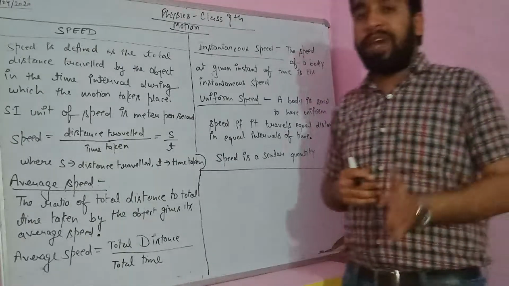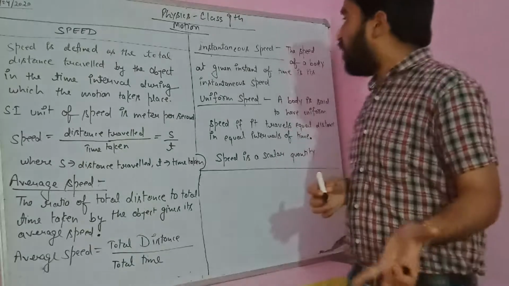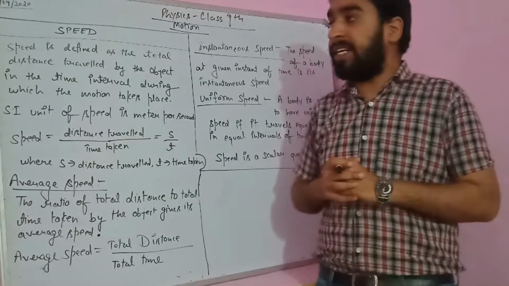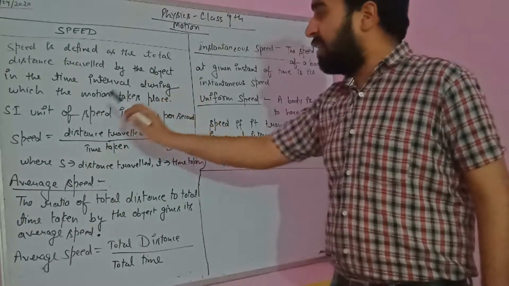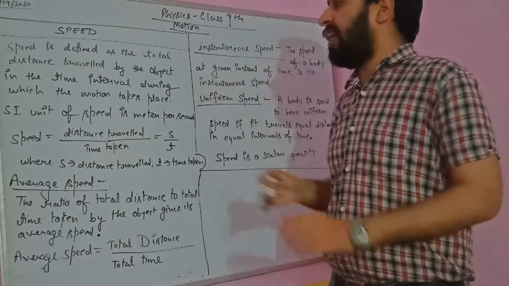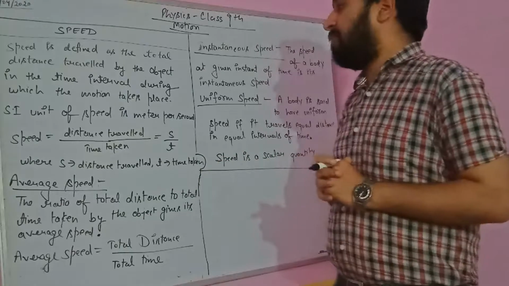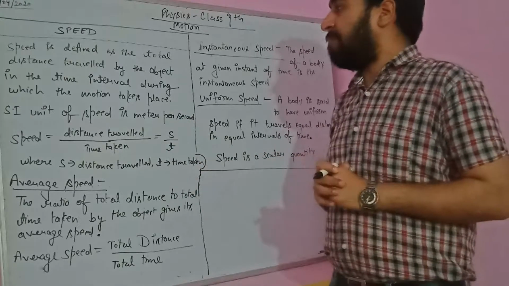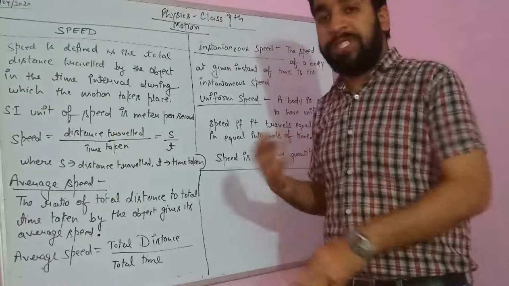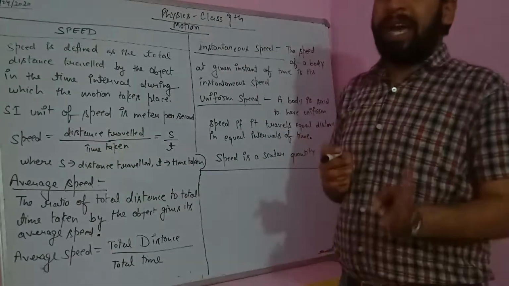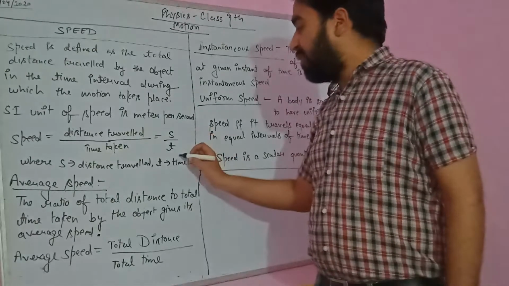Speed. How to define speed? You already have studied in your previous classes that speed is equal to distance upon time. In maths also you have studied this. Speed is defined as the total distance traveled by the object in the time interval during which the motion took place. So speed is actually the ratio of distance and time, the distance traveled by the object with respect to the duration of that journey. So speed is equal to s upon t.